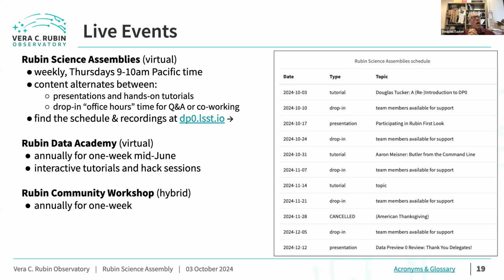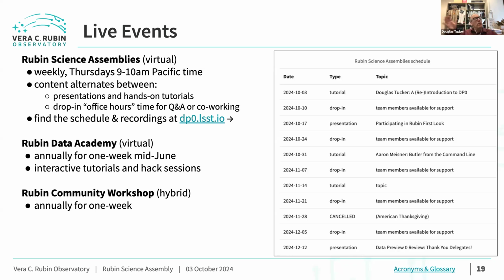We also have intense one-week virtual academies, Rubin Data Academies. We've typically been having them annually for one week in mid-June. We have been talking about maybe doing this twice a year, maybe one in June and one at the end of the year. But currently it's still just a one-week mid-June thing. These involve interactive tutorials and hack sessions.